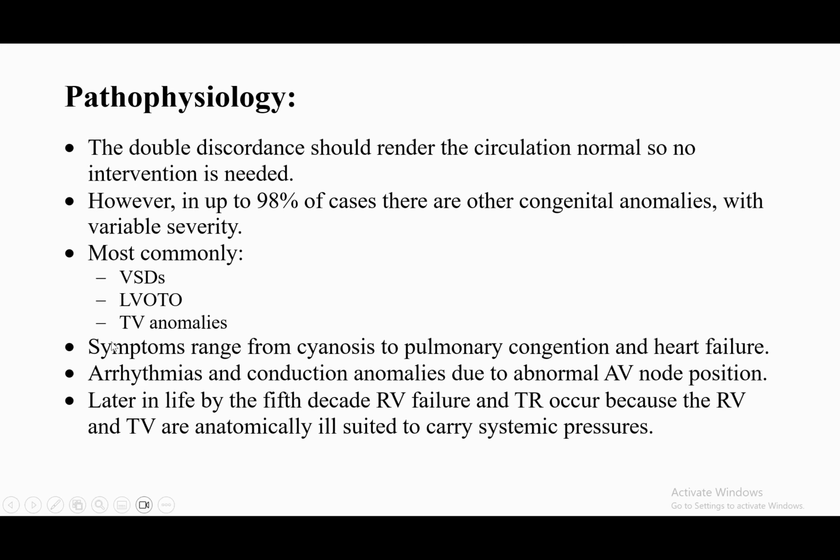Tricuspid valve anomalies. Symptoms range from cyanosis to pulmonary congestion and heart failure according to the anomalies. Arrhythmias and conduction anomalies due to abnormal AV node positioning can be found. Later in life, by the 5th decade, RV failure and tricuspid regurg occur because the right ventricle and tricuspid valve are anatomically ill-suited to carry systemic pressures, as we said before in the Mustard operation.